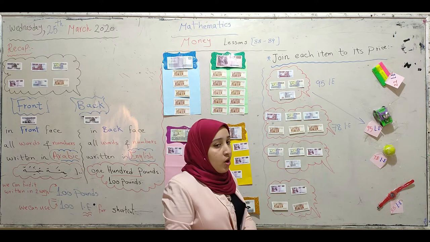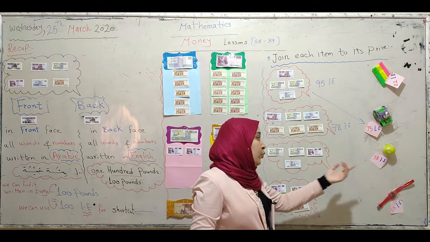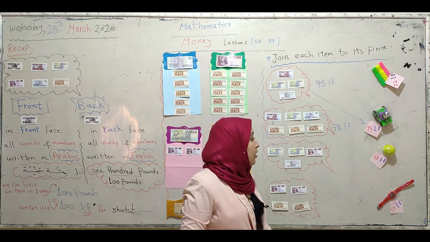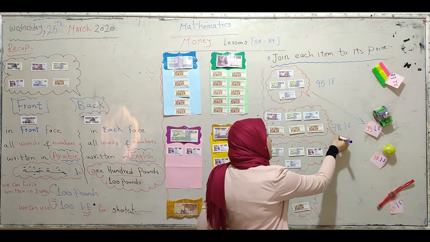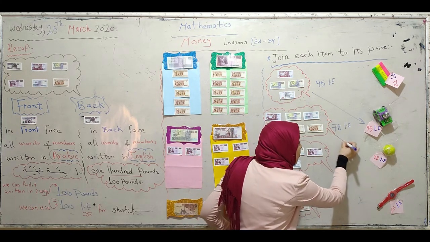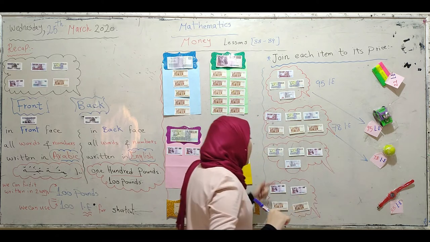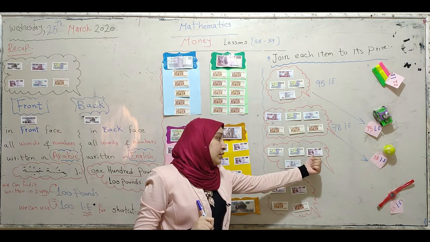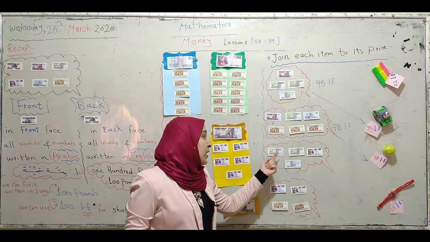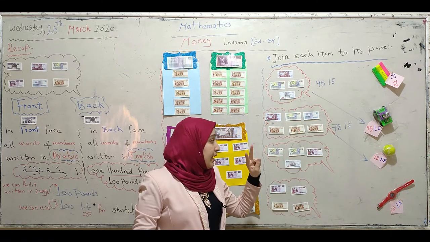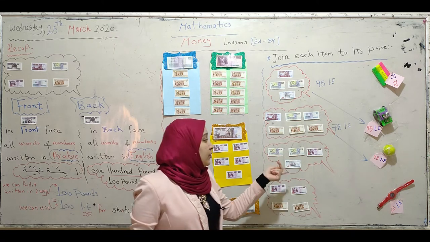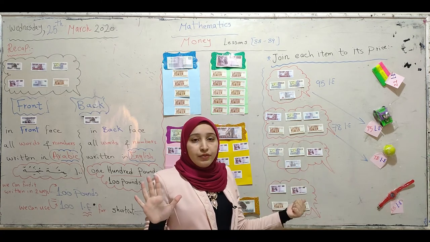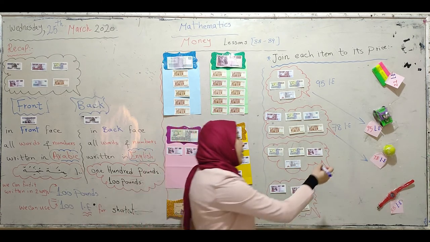Which item its price is 78 pounds? We have here a ball. Its price is 78 pounds. So I join its amount of money with the ball. Third amount of money we have here, 20 pounds, 20 pounds, 10 pounds, 5 pounds. 20 plus 20, I get 40. And I add to them 10, I get 50. 50 and 5, I get 55 pounds.